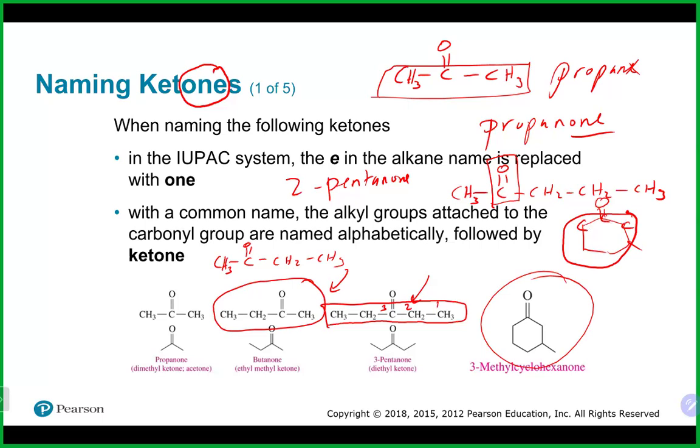ONE. In this case, do I need to give the location of the double bonded oxygen? I do not, because it's a ring structure. But because it's a ring structure, wherever that guy is located should be carbon number 1. And then that would give us our shortest distance to our group, which is our methyl in this case. And that would give us our 3-methyl cyclohexanone.